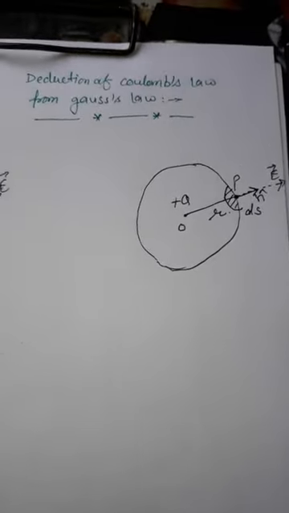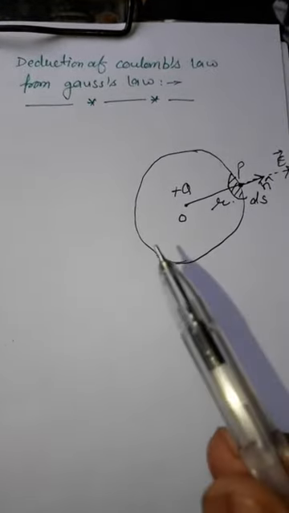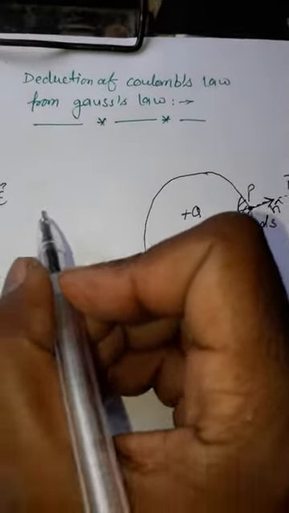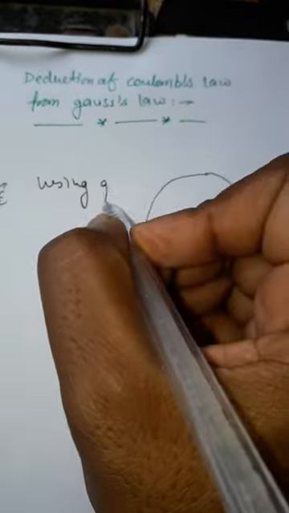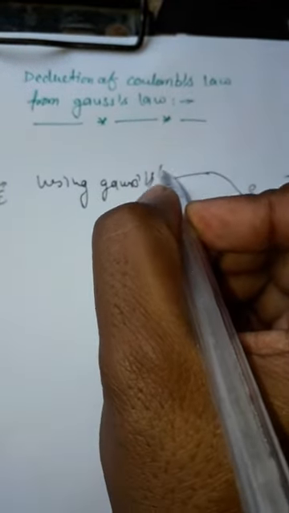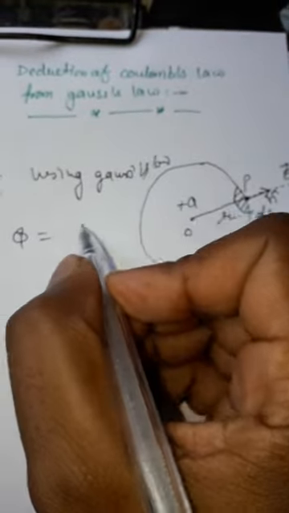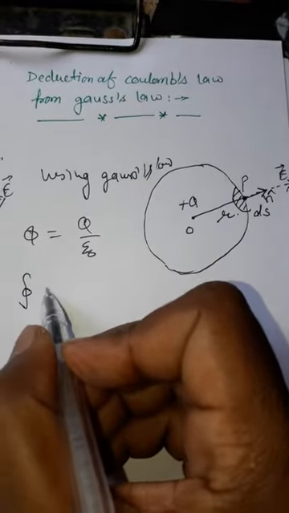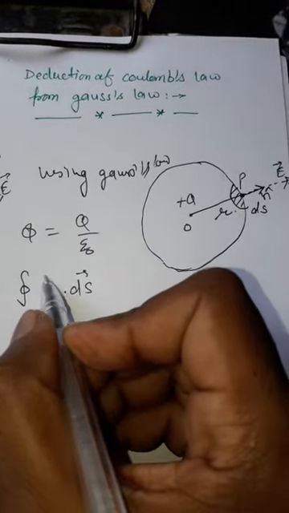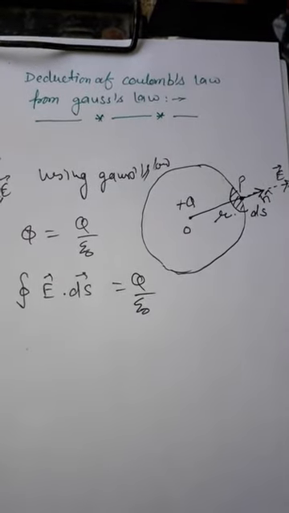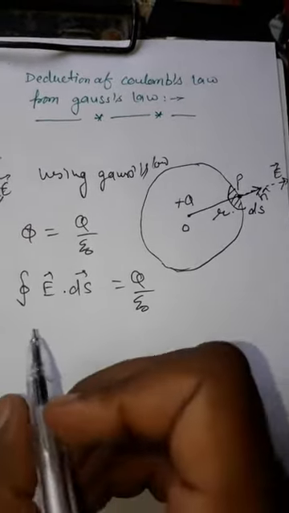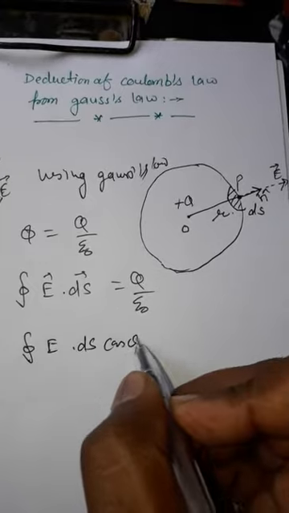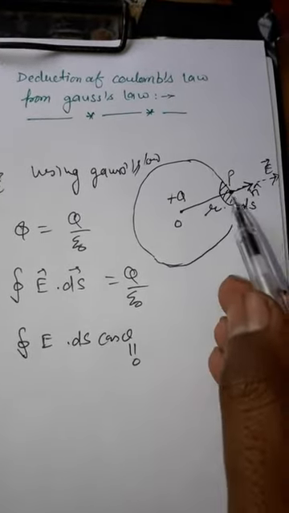So from Gauss law we know that the electric flux is 1 by epsilon naught times the total charge. So using Gauss law we get phi equal to q by epsilon naught, or we can say phi, the surface integral of electric field E dot ds, must be equal to q upon epsilon naught. As E and ds are in the same direction, we can say E ds cos theta, where theta becomes 0, as both are in the same direction.